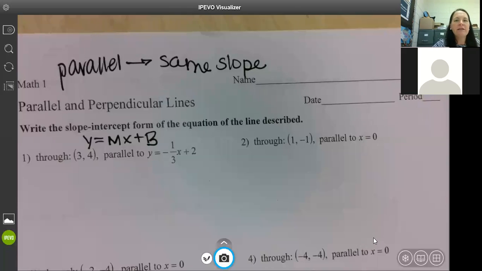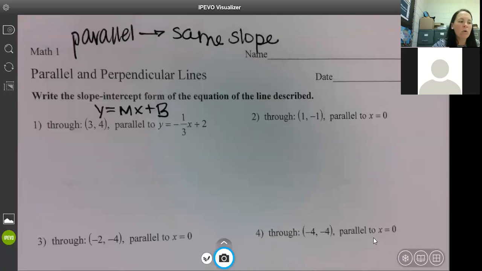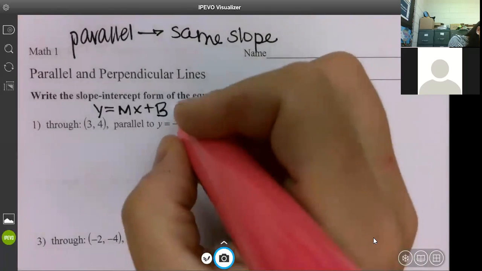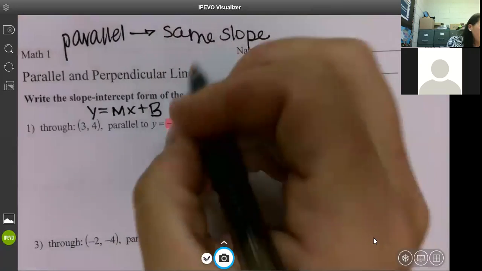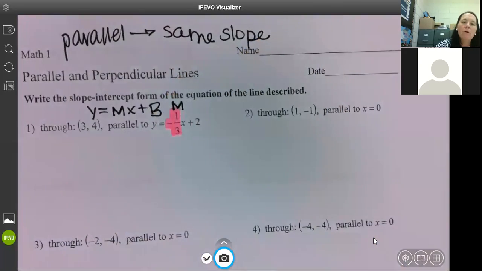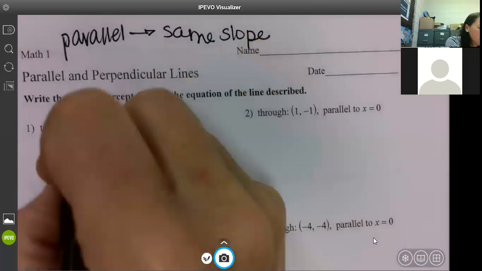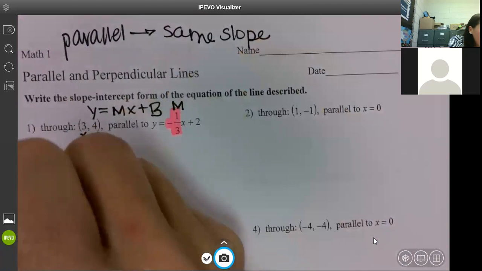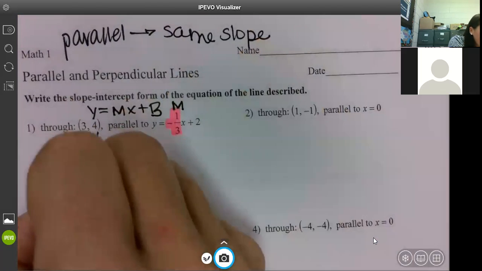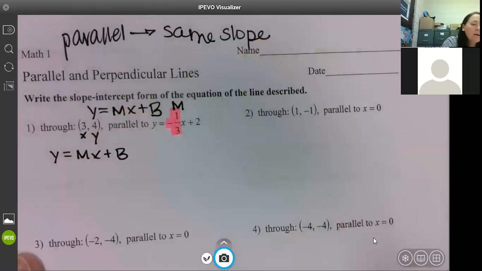So parallel means we use the same slope. So the only thing that we need this equation for is to pull out the slope. So this is your M. Remember yesterday we had the point to be our X and our Y. So we're going to fill it into our equation, solve for B and then rewrite our equation.